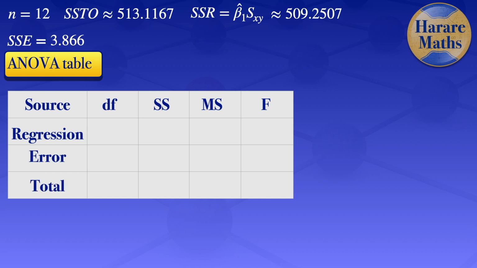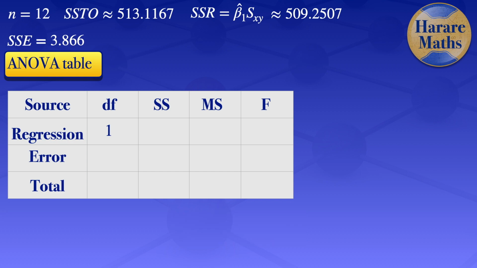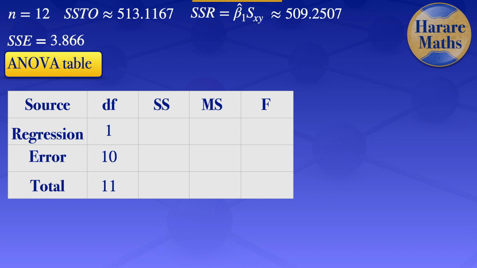The degrees of freedom for the regression is given as 1. And the degrees of freedom for the error is n minus 2. In this case, our n is 12, so it will be 12 minus 2, which gives us 10. Then the total degrees of freedom is n minus 1, which will be 12 minus 1, which gives us 11. Or you just add the regression df and the error df, 10 plus 1, which gives us 11.